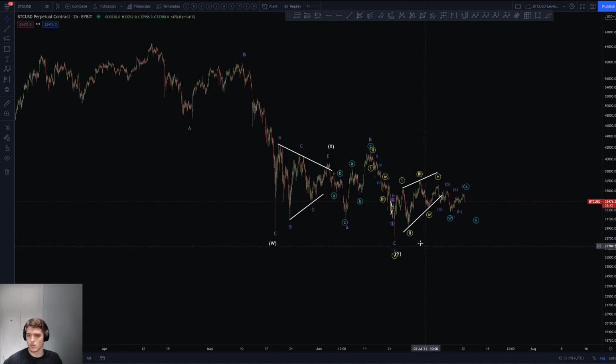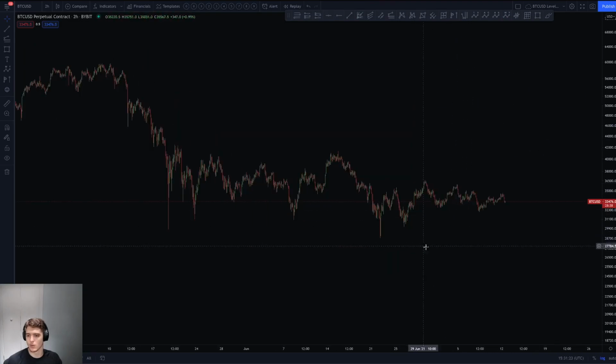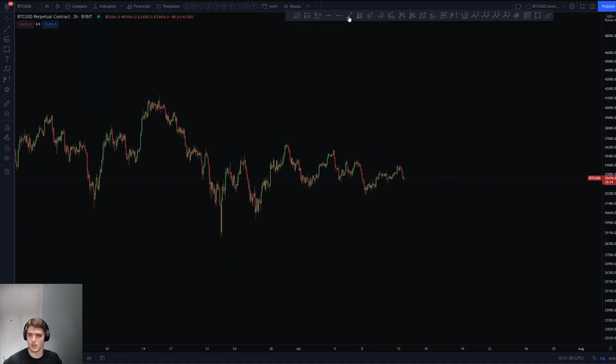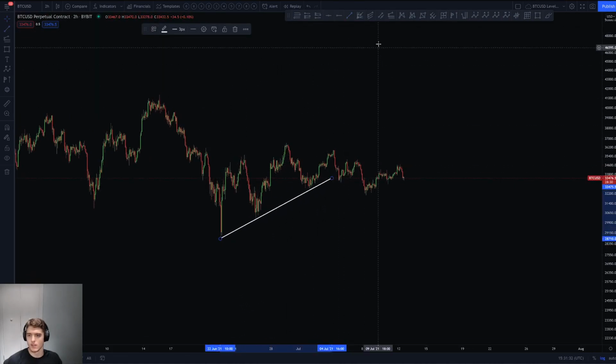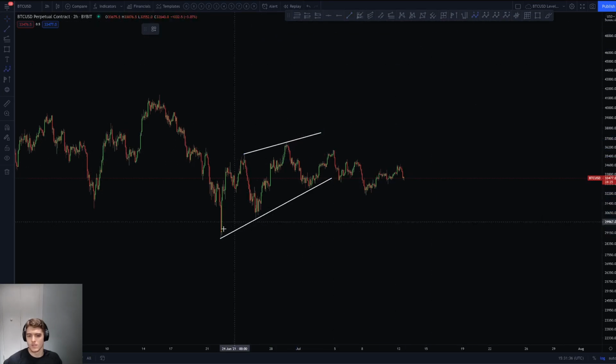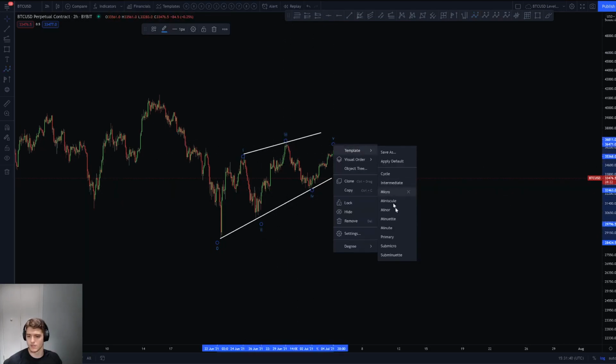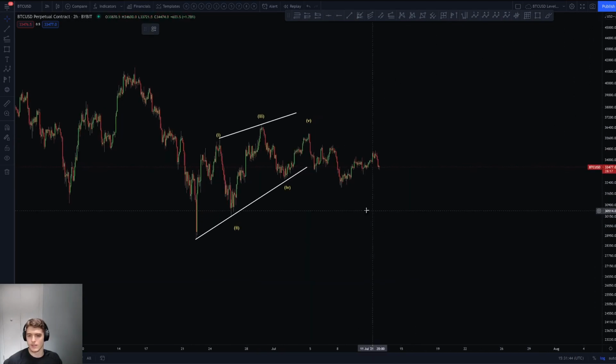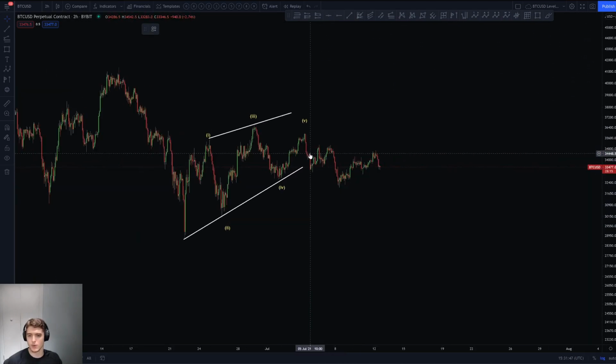But let's go over this price action right here. So I'm going to hide this and just kind of go over it with you guys and subdivide it. So as you guys probably saw, I have a leading diagonal right here, and it would look like this: 1, 2, 3, 4, 5. And right here, this would mean we'd be in a wave 2 or a wave B.